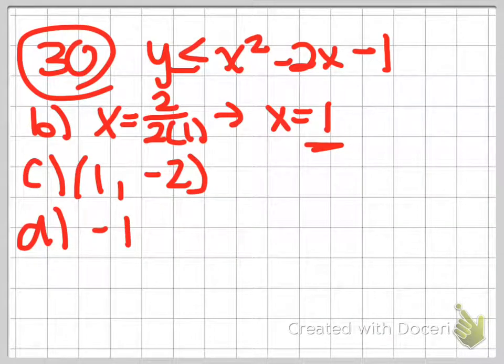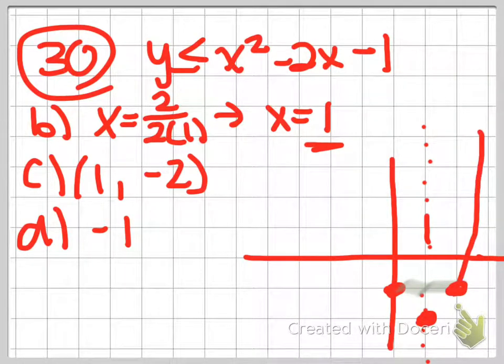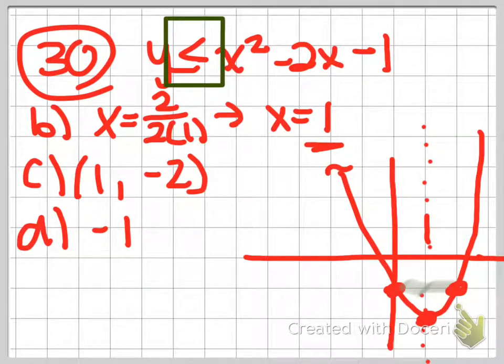I'm going to go to my graph now. I'm at 1, negative 2. Here's my axis of symmetry. My y-intercept's at negative 1. I'm one space away from the axis of symmetry, so I'm going to reflect the other way. Here's my next point. Now I'm going to have a solid line, not a dotted, because it is a less than or equal to.